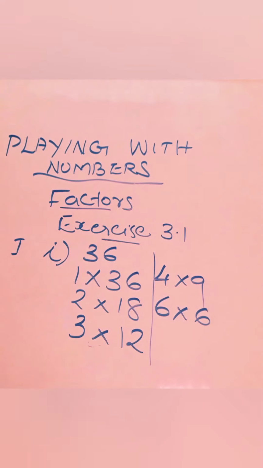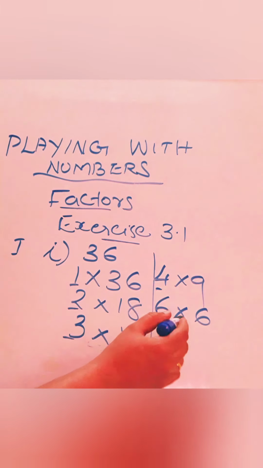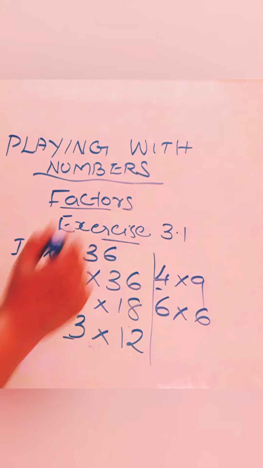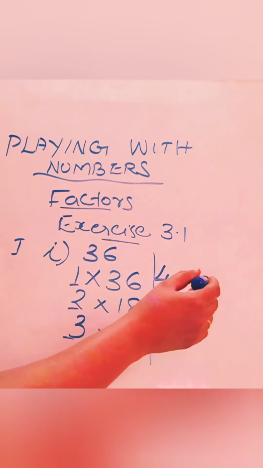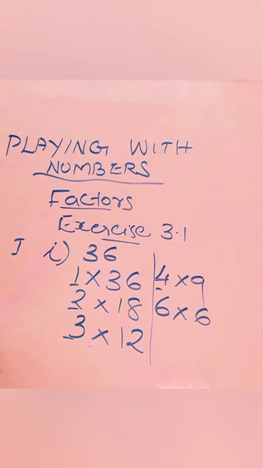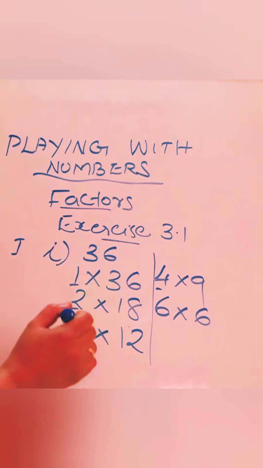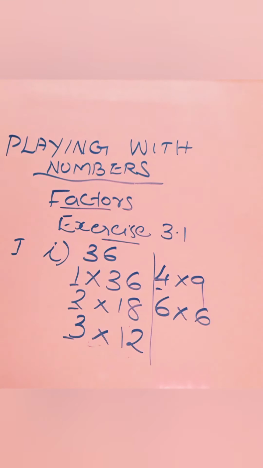So which factors did we get? 1, 2, 3, 4, 6, 12, 18, 36. 9 also. Sorry, missed. 1, 2, 3, 4, 6, 9, 12, 18, 36. For order only I said it like that. You can say 1, 36, 2, 18, 3, 12, 4, 9 and 6 are factors of 36.